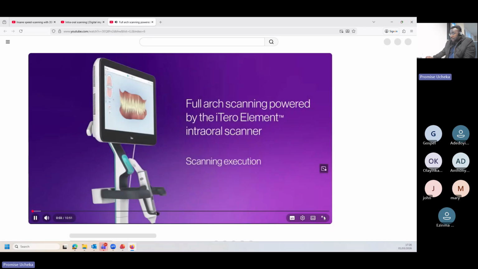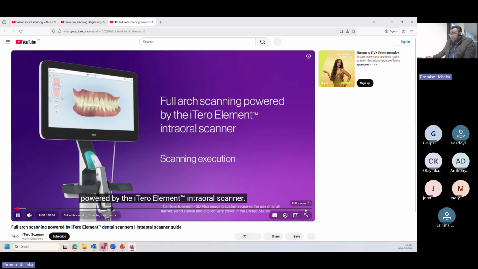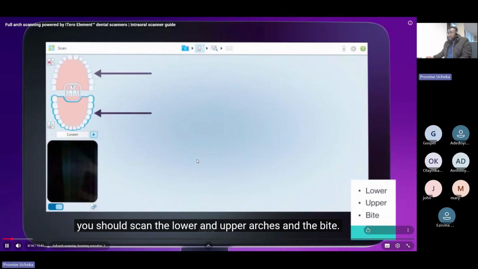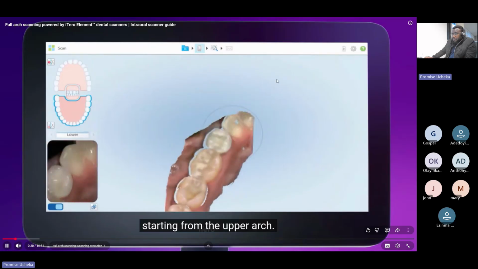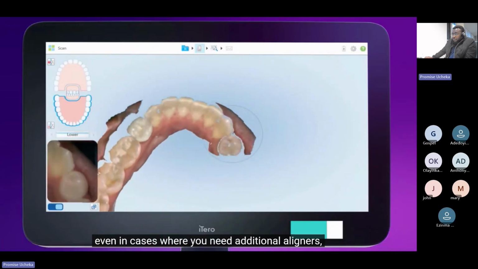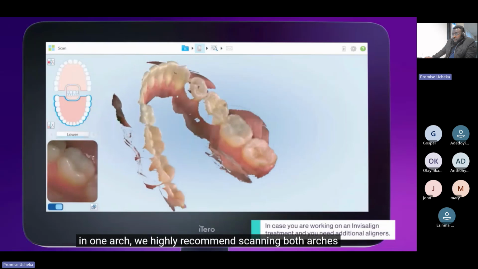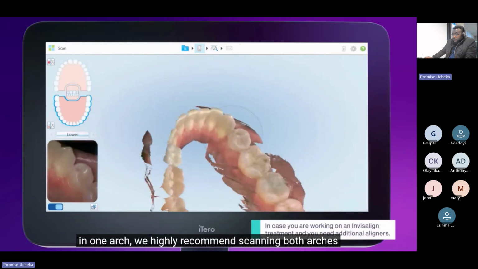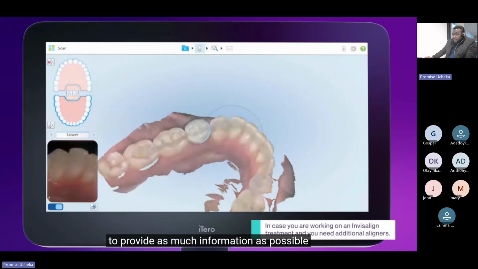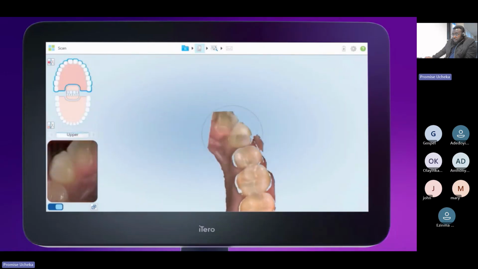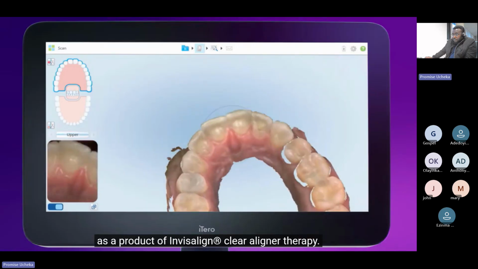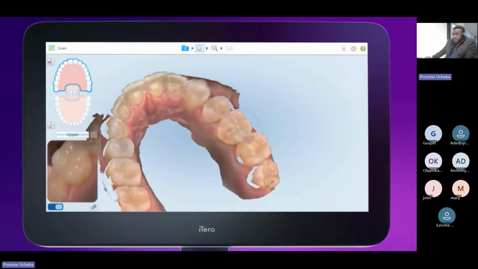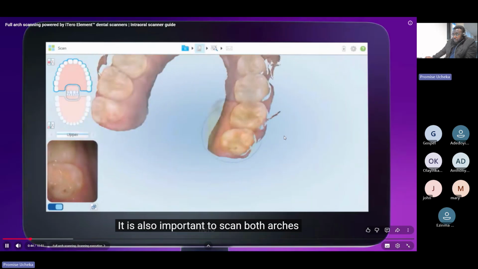Welcome to the full arch scanning powered by iTero Element intraoral scanner. To complete the scan, you should scan the lower and upper arch and the bite. You can also invert the order, starting from the upper arch. Please note that even in cases where you need additional aligners in one arch, we highly recommend scanning both arches to provide as much information as possible for fabrication of the new aligners. Remember that the teeth are in contact and both arches are moving as a product of the Invisalign clear aligner therapy. It is also important to scan both arches.